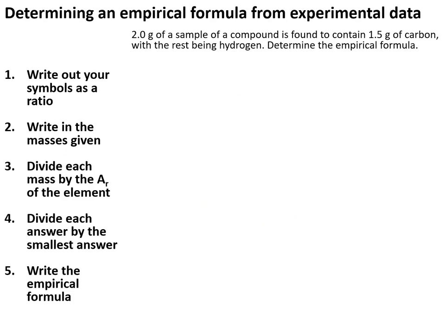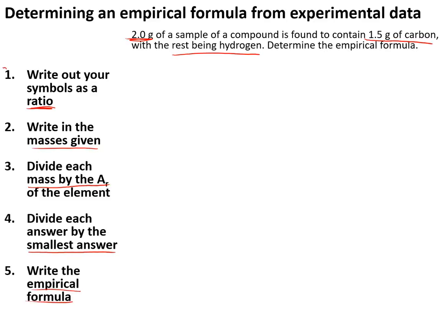Now, sometimes you will need to determine the empirical formula of a compound from experimental data. For example, it says 2 grams of a sample of a compound is found to contain 1.5 grams of carbon, with the rest being hydrogen. Determine the empirical formula. To do this, we're going to write out the symbols as a ratio. This ratio presentation is really going to help us, so it's important to stick with it. Then we write in the masses that are given, divide each mass by the relative atomic mass of the element, then divide each answer by the smallest answer, and then we can finally write the empirical formula.